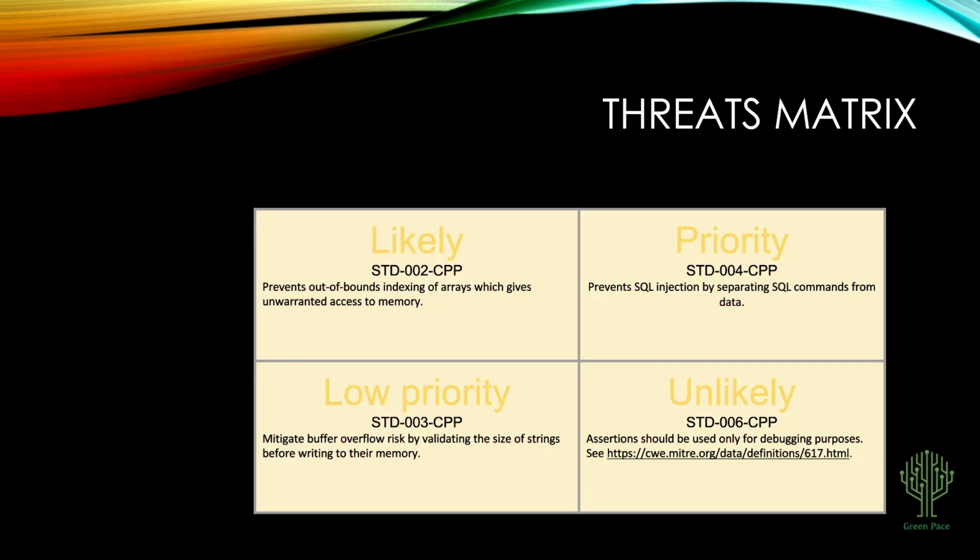This is a lower priority exploit because while it is very important, when working in C++, we will usually be utilizing the built-in string data type that is part of the standard library, which is safe from these kinds of exploits. Standard 6 states that assertions should not be used in production code, as they can be purposely triggered by attackers, which terminates the running code and can be used for denial of service attacks.